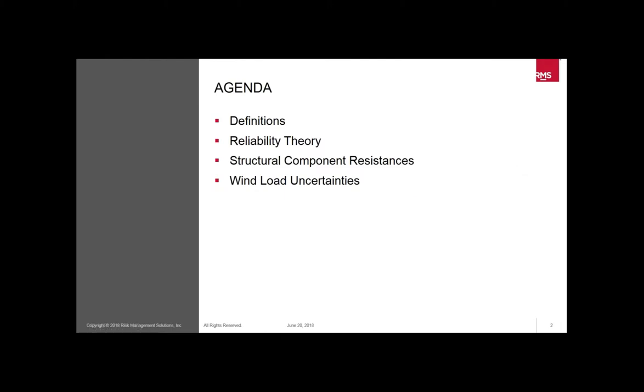So I'm gonna go over a few definitions to start with, and then get into a little bit of reliability theory and how we're using that as a method to estimate these wind speeds. And then I'll talk about the resistances and the distributions that we're using for different structural components, and then talk about the wind load uncertainties and how we're accounting for that.